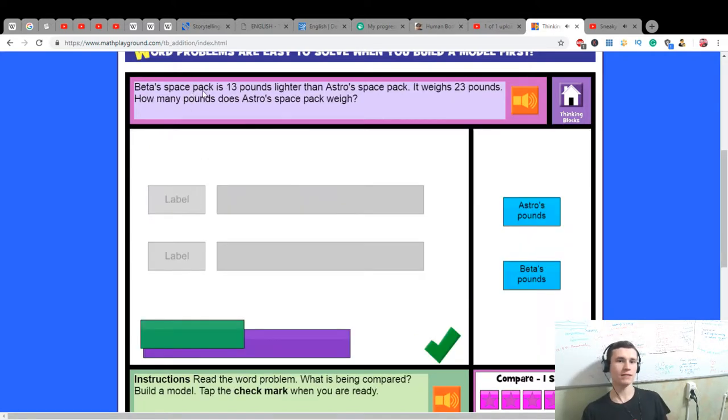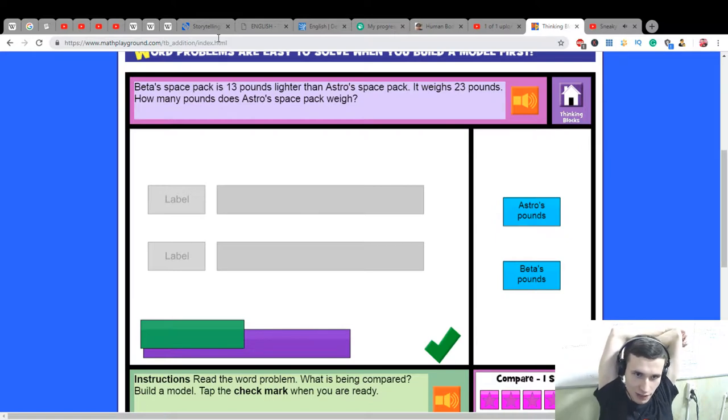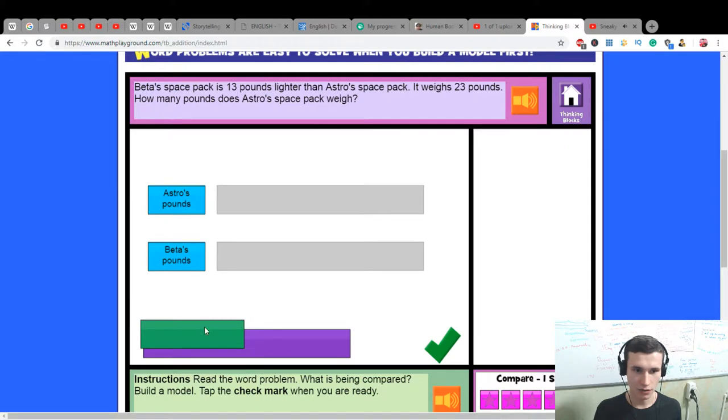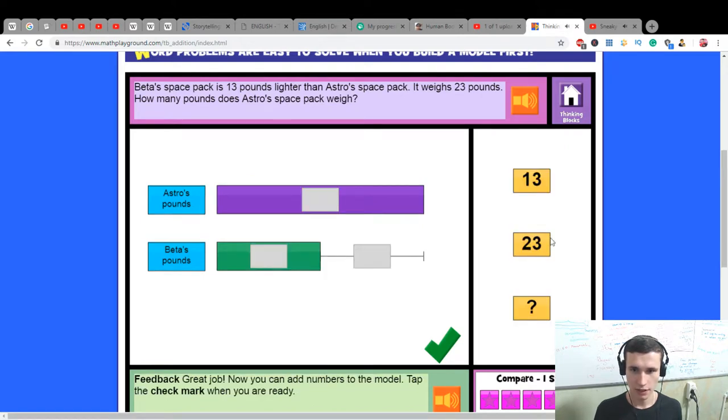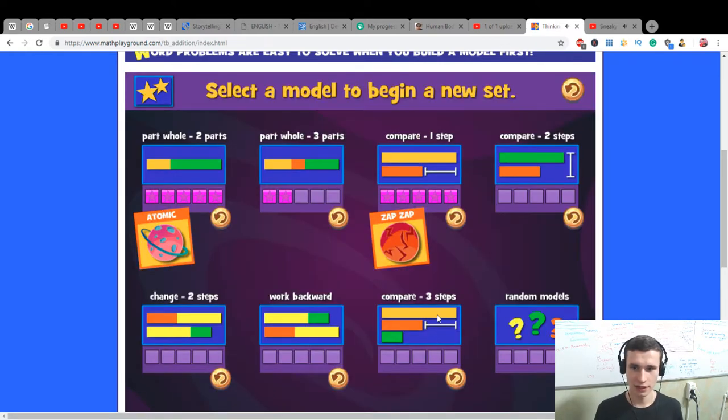Okay, Beta's space pack is 13 pounds lighter than Astro's space pack. It weighed 23 pounds. How many pounds does Astro's space pack weigh? Okay, Astro pounds, Beta's pounds. Beta is lighter, it should be smaller. Lighter than, it weighs 13. Astro's space pack, okay, 36. Yeah, you got it correct.